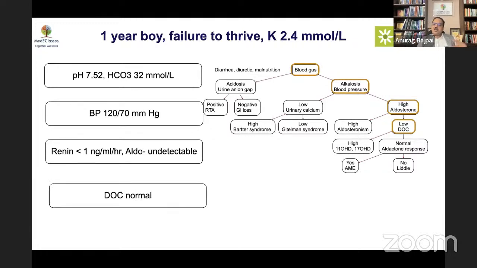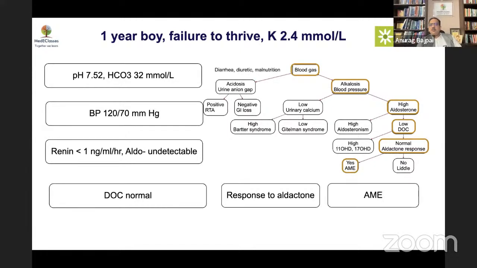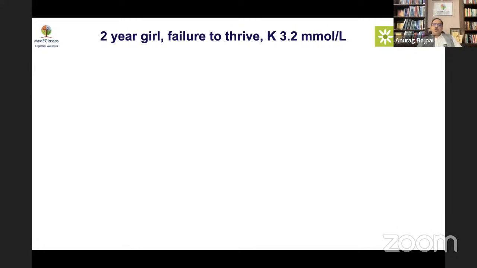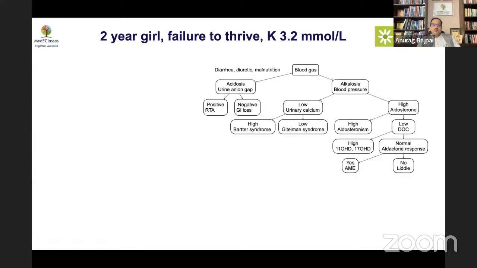Our differential is Liddle syndrome versus apparent mineralocorticoid excess. And as discussed, we can do genetic studies, but a therapeutic trial of spironolactone will give us a clue. So this child responded to spironolactone, indicating that this was apparent mineralocorticoid excess in that scenario. So a systematic evaluation of blood gas, blood pressure, aldosterone is pretty much sufficient to give us the diagnosis in this scenario.